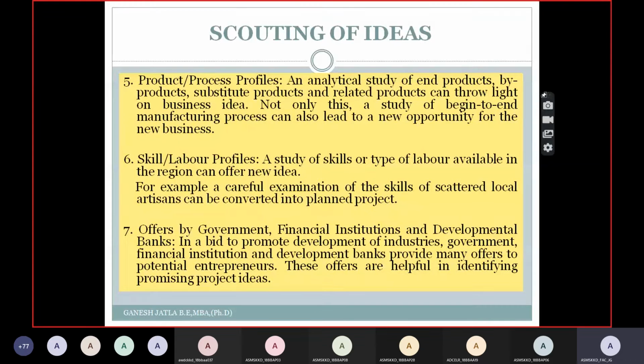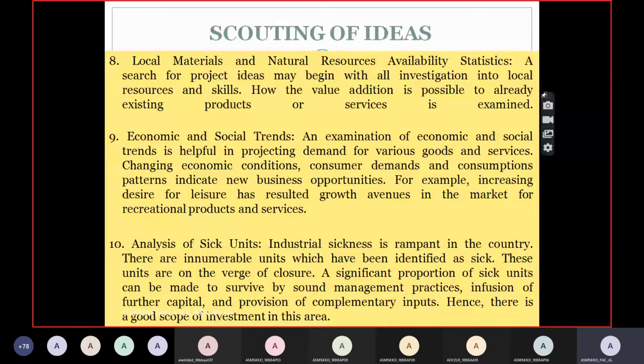So likewise in India, for infrastructure development, the banks will give you some funds. You take that opportunity, construct the roads, and you can get project ideas. So these are the aspects which help you generate project ideas. So that is the scouting of ideas. Next is based upon local materials and natural resources availability statistics. In some areas there is an abundance of a resource, and in other areas you require the resource. Simply by transporting that resource from one location to another, you gain profits. So this is another aspect related to local materials and natural resources.